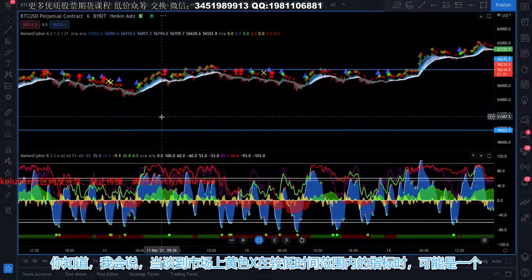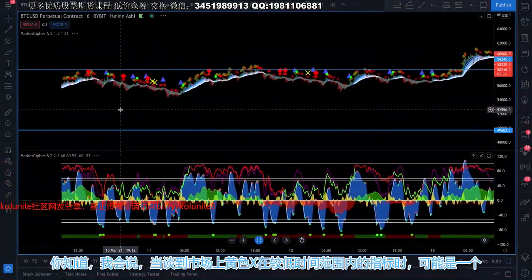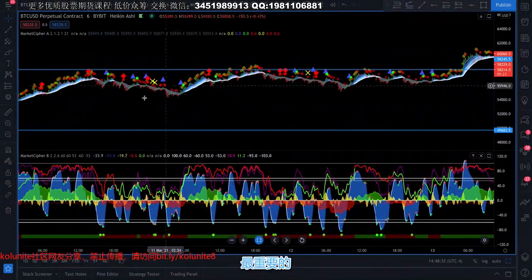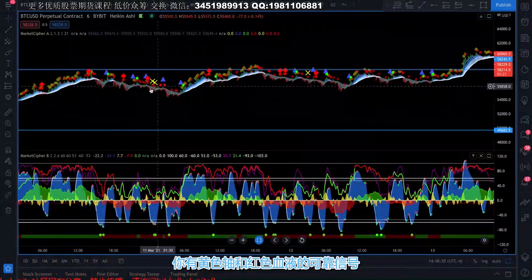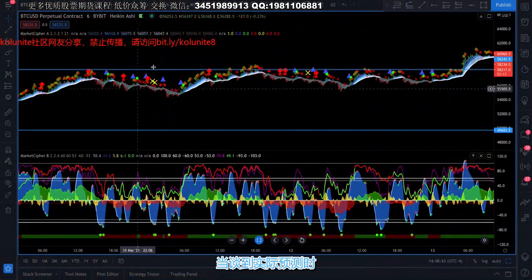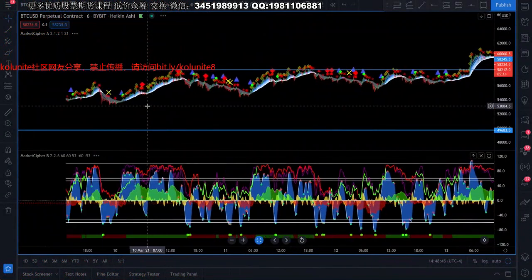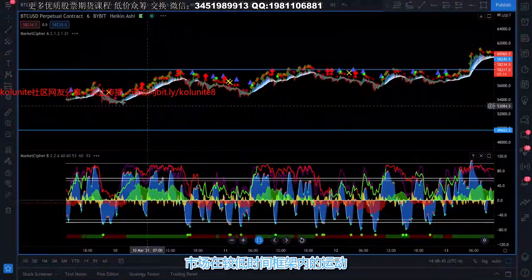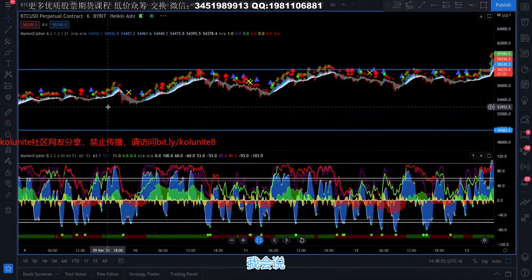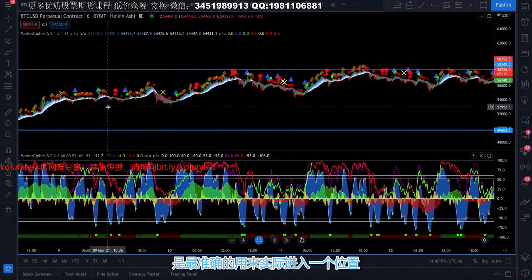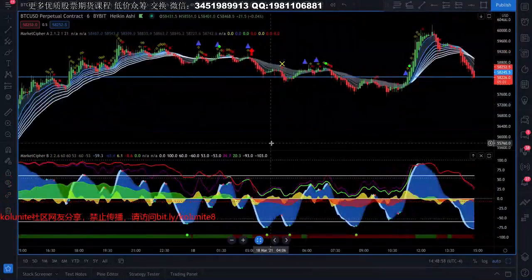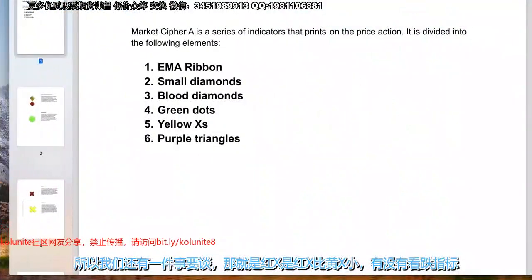So, I would say when it comes to indicators on Market Cipher A, yellow X's on lower time frames are probably one of the most reliable signals that you have. The yellow X's and the red blood diamonds, when it comes to actually predicting movement of the market on lower time frames, I would say, are the most accurate to use to actually enter a position. So we have one more thing to talk about.